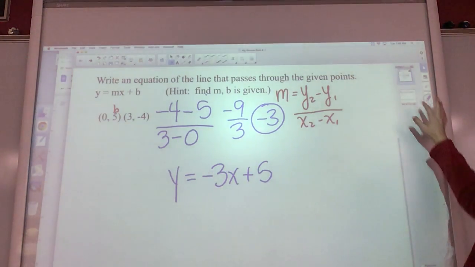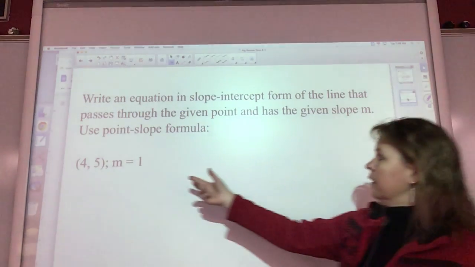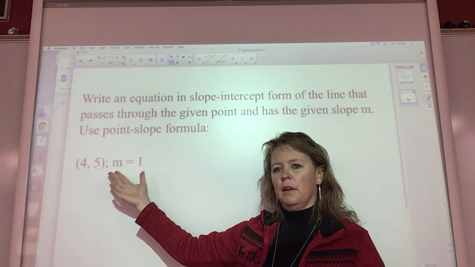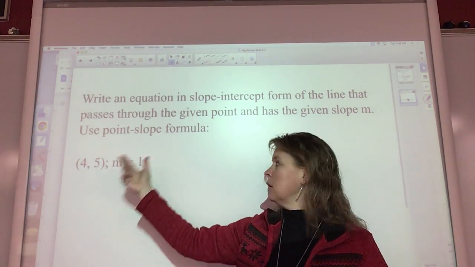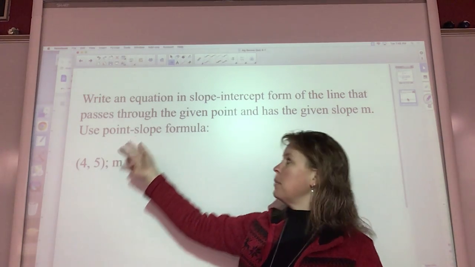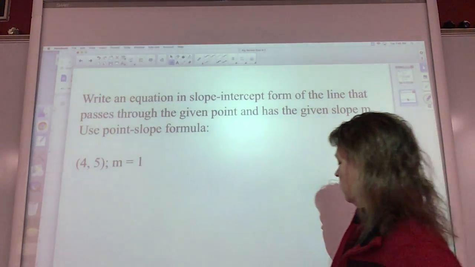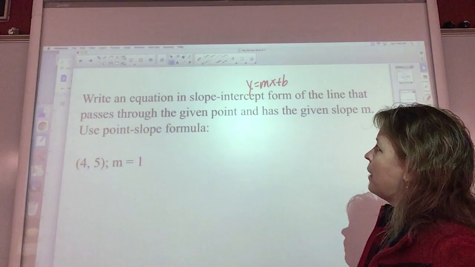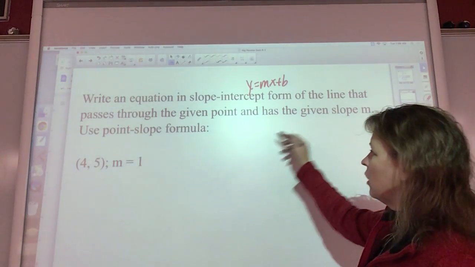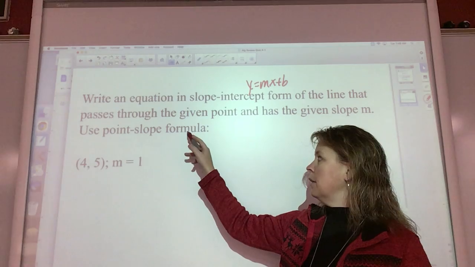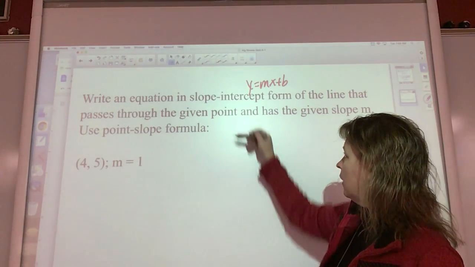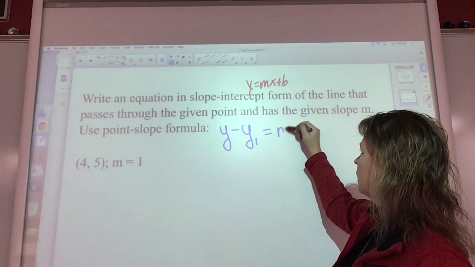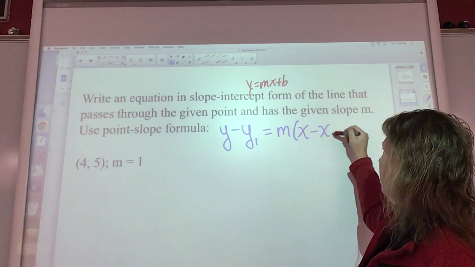There's 2 types of problems. The third type, write an equation. This time they gave us m, but not b. So sometimes you have m and b, sometimes you have b and not m, sometimes you have m and not b. Write an equation in slope-intercept form, which is y equals mx plus b again. The whole quiz is y equals mx plus b. Of the line that passes through the given point and has the given slope, use the point-slope formula. Point-slope formula. This will be given on your quiz also. Y minus y1 equals m times x minus x1.